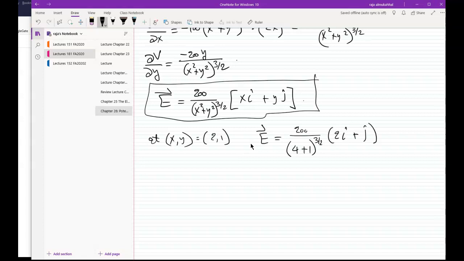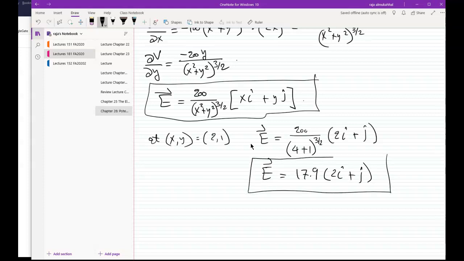So I'm going to have 5 to the power of... hold on, I'm using the wrong calculator, sorry. Okay, one more. So I have 5 to the power of 1.5, and then the reciprocal of that times 200. Answer, I got 17.9. So the vector form is going to look like 17.9 (2i plus j). Okay?